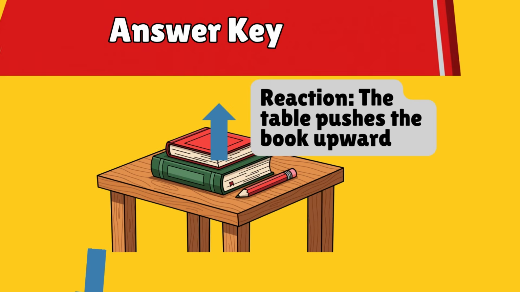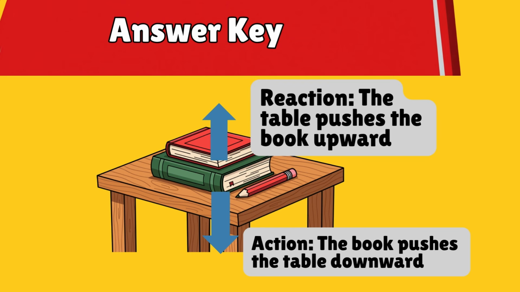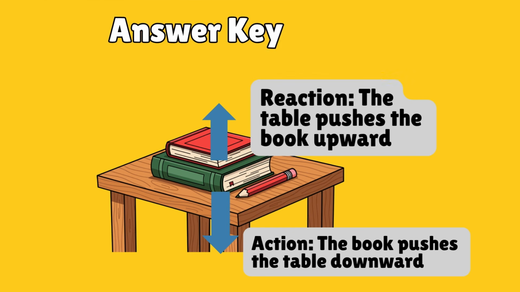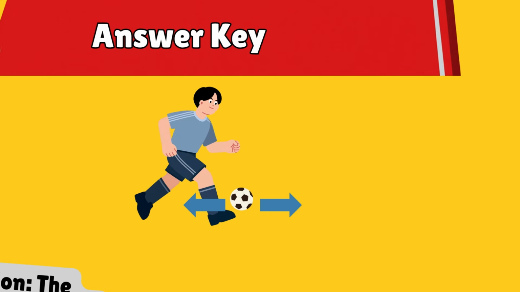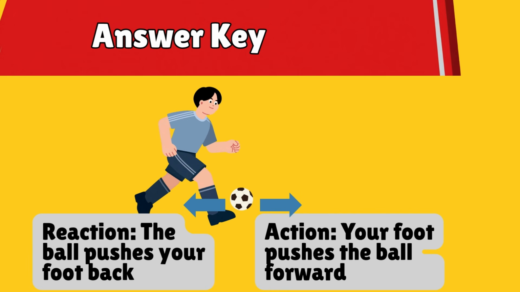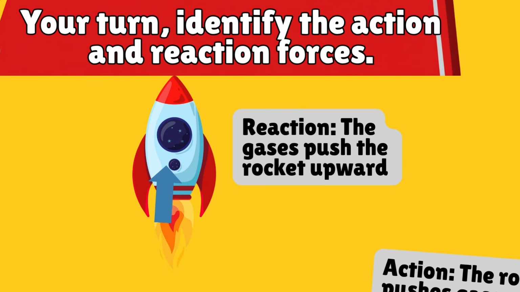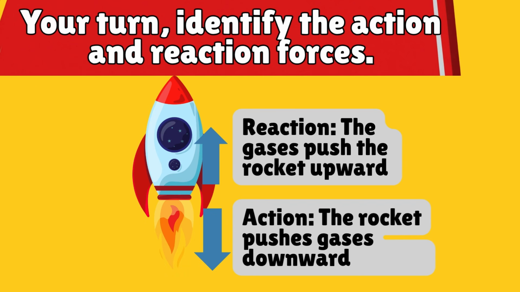First, the book on the table. The action is the book pushes the table downward. And for the reaction, the table pushes the book upward. For the boy kicking the soccer ball, the action is your foot pushes the ball forward. And for the reaction, the ball pushes your foot backward. And for the racket, the action is the racket pushes gases downward. And the reaction is the gases push the racket upward.